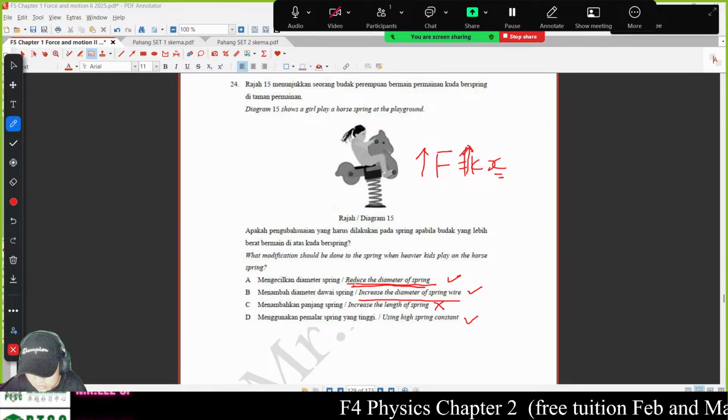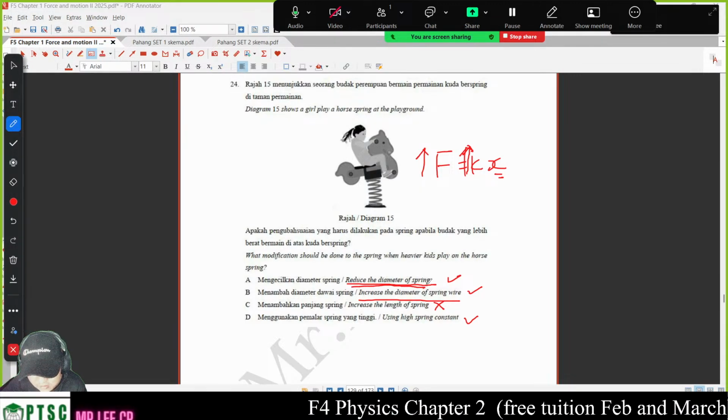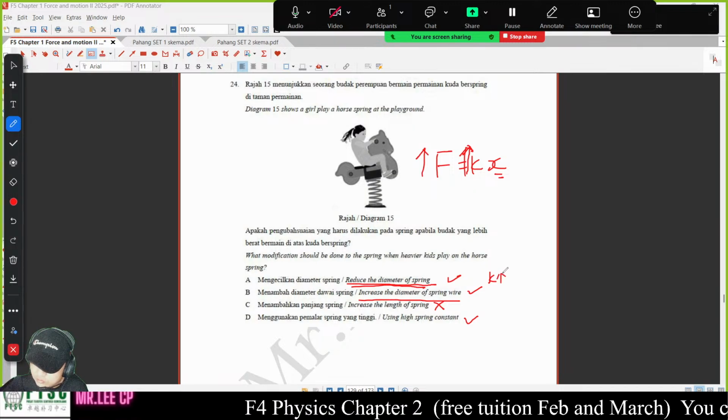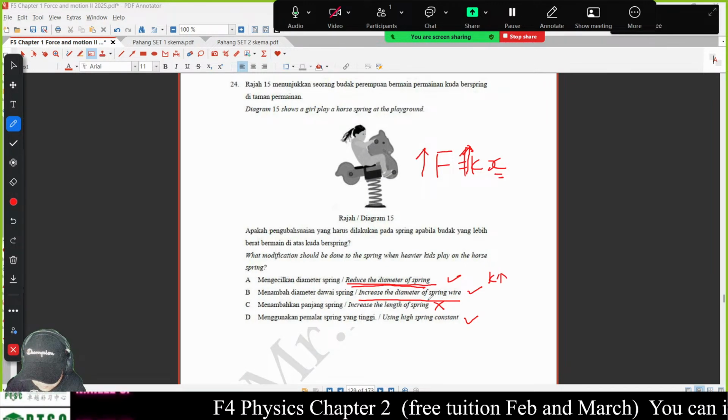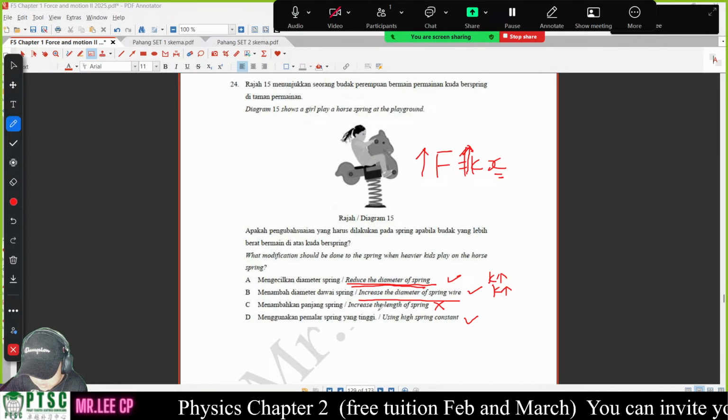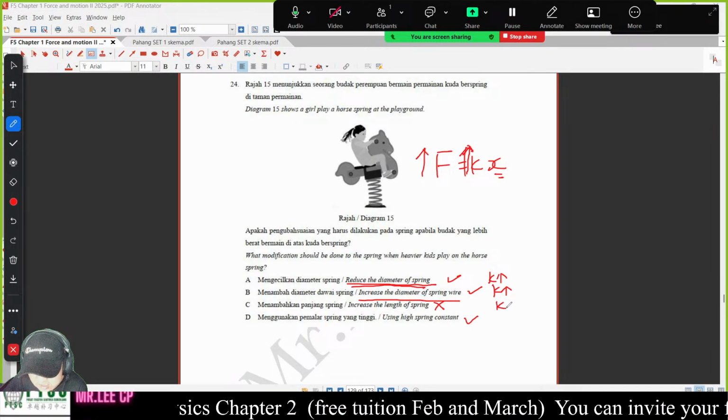Reduce the diameter of the spring wire. The K will be increased. Increase the diameter of the wire, the K will be increased. So increase the length of the spring, the K will be decreased.